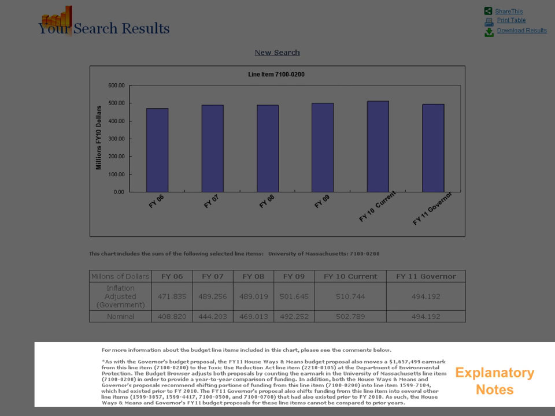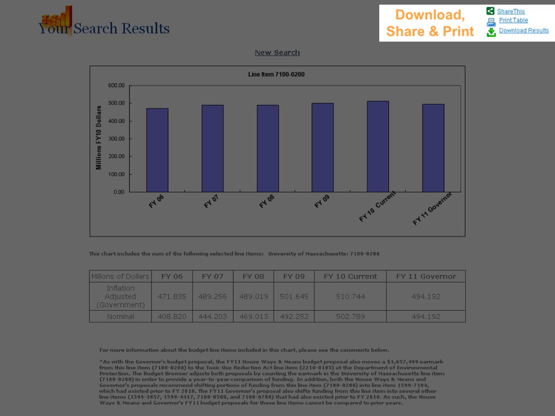In this example, the note tells us that in the House Ways and Means and Governor's FY11 proposals, portions of the funding for UMass are moved to other line items. For example, both proposals shift $1.7 million of UMass funding to another line item dedicated to the Toxic Use Reduction Act. Therefore, total funding for UMass cannot be compared between FY10 and FY11. This is an example of the kind of information that is provided when you do a more specific search. Finally, you can download this information as an Excel file, print it, or share it via email, Facebook, Twitter, and a variety of other ways.